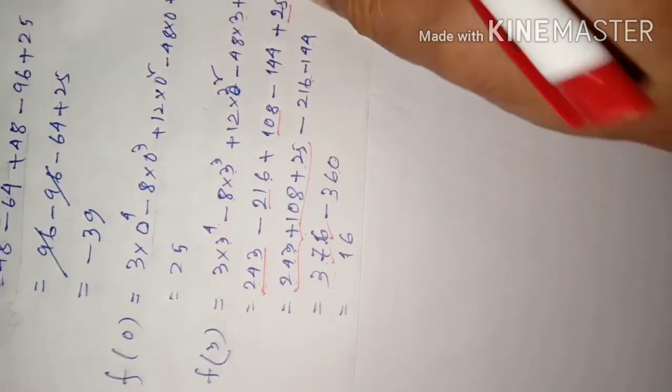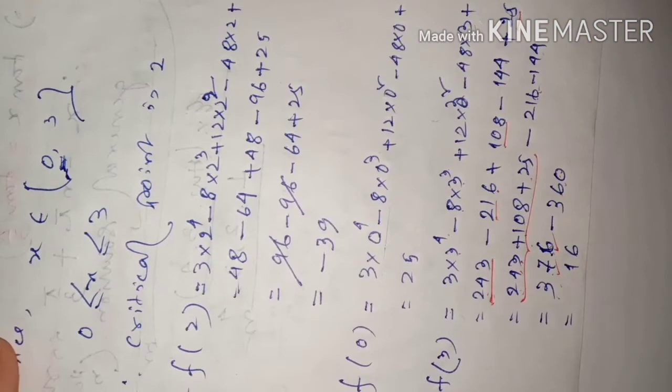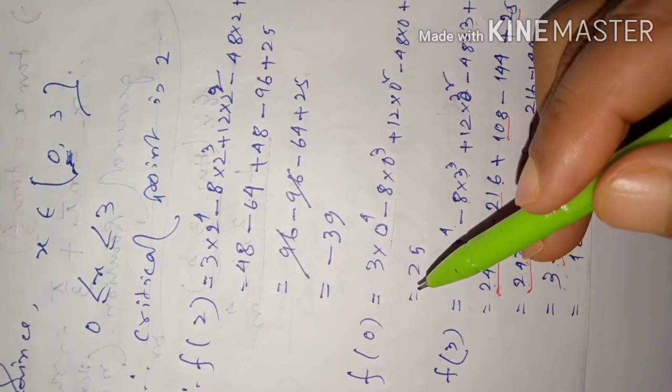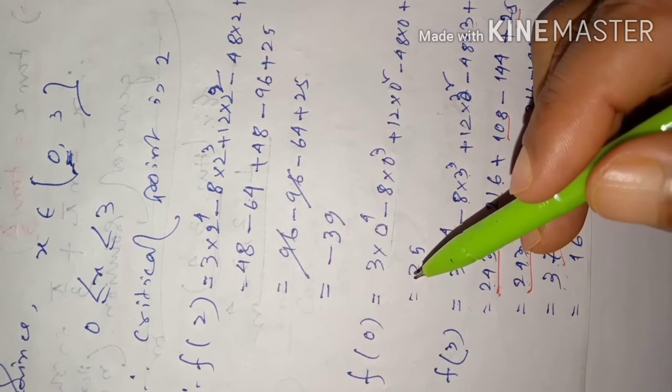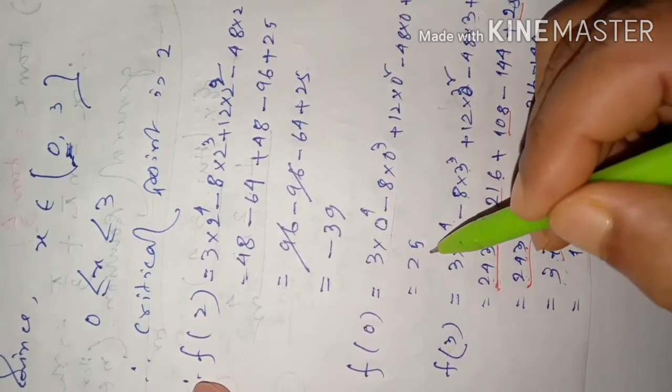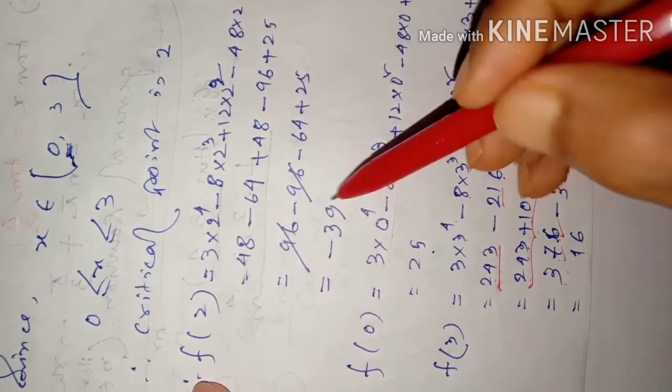So then here, students, as you see, the maximum value is at 0, whereas here the question is to find both the maximum value and the minimum value. Maximum value is 25 and minimum value is minus 39.